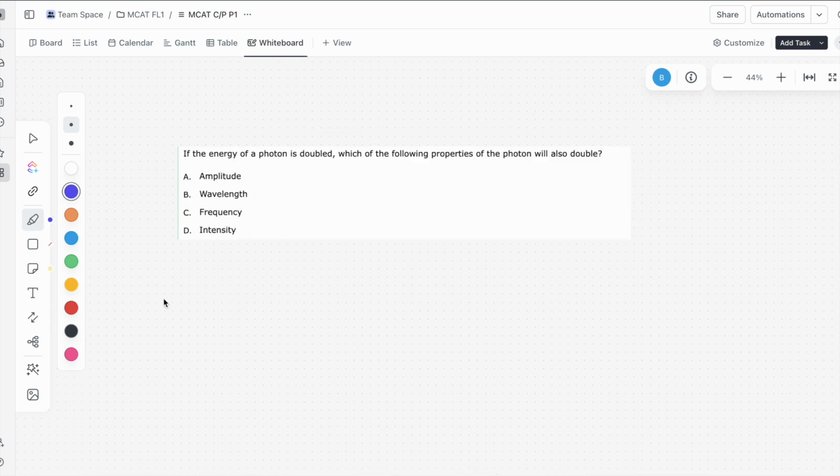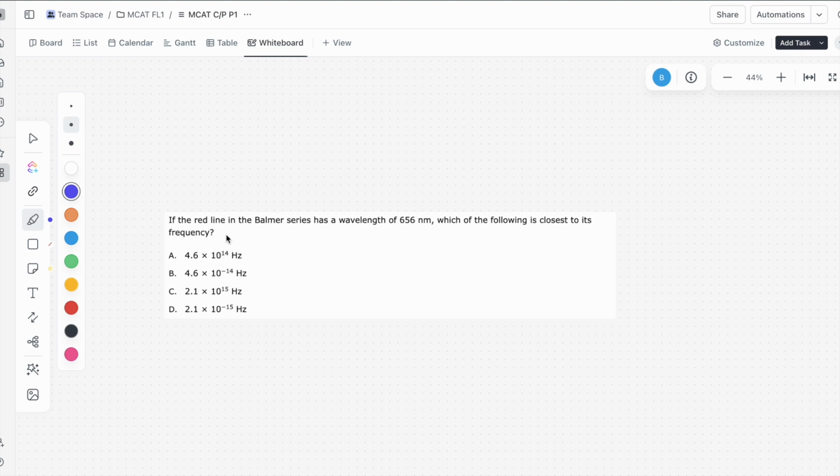All right, so the next question here says, if the energy of a photon is doubled, which of the following properties of the photon will also double? Guys, remember, energy is equal to hf, where h is Planck's constant, okay? So this means h will not change. It's a constant for a reason. So if you double the energy, the only other variable that can double here is the frequency. All right, so frequency is going to double.